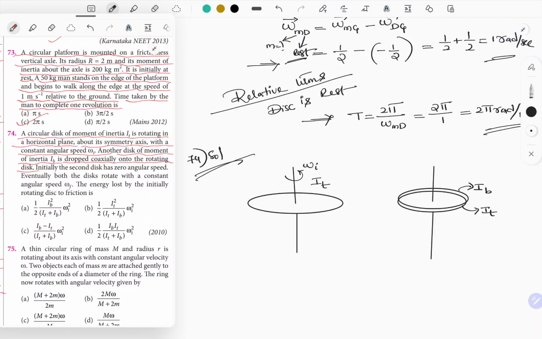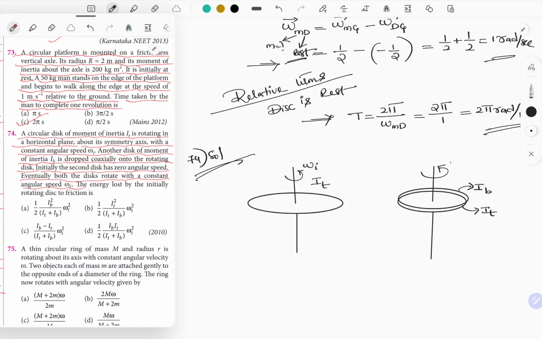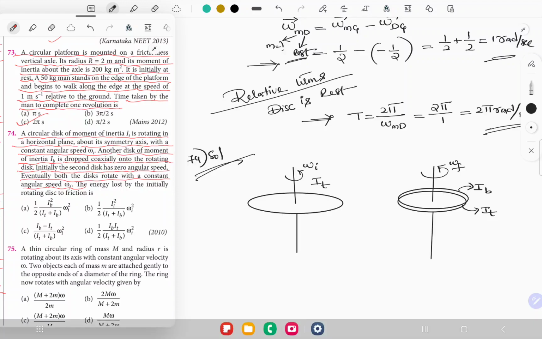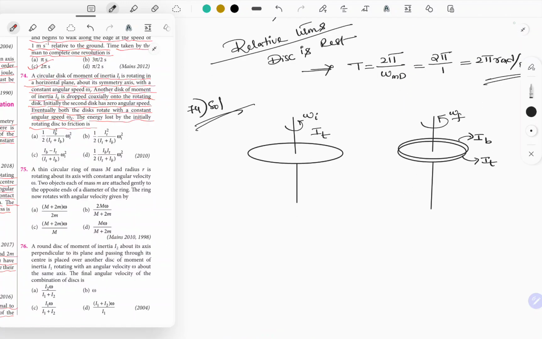Next, what is the question they're asking? Initially the second disk has zero angular speed. Okay, no problem. Eventually, both the disks rotate with a constant angular speed omega final. Super. This is going to be omega final. Now, energy lost by the initial rotating disk to friction is. If you observe the options are in the form of IT, IB, and only omega initial. It means I have to find out the value of omega final.